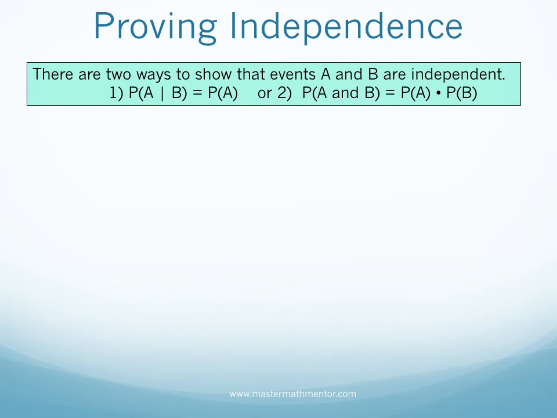There are two ways to show that events A and B are independent. One is showing that the probability of A given B is the same as the probability of A. That means that the occurrence of B doesn't change the probability of A occurring, which is the definition of independence. A simpler mathematical way of proving independence is showing that the probability of A and B both occurring is the same as the probability of A times the probability of B. We will use that definition in our examples.